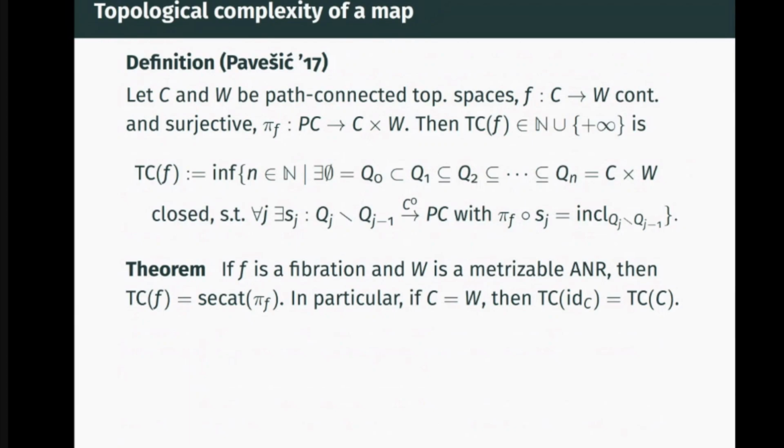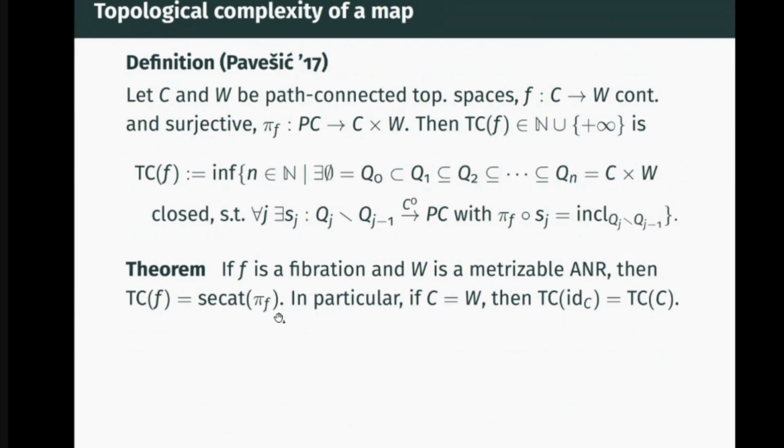But the good thing is also that this was also shown by Pavešić, that this generalizes the fibration approach. Namely, if we have the case that f is indeed a fibration, and this additional technical condition that W is a metrizable absolute neighborhood retract, it's almost the same as a locally finite CW complex, so in a nice space, then it's all fine.